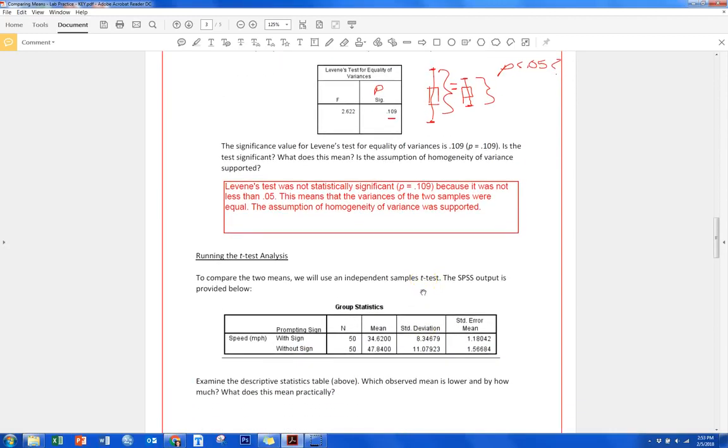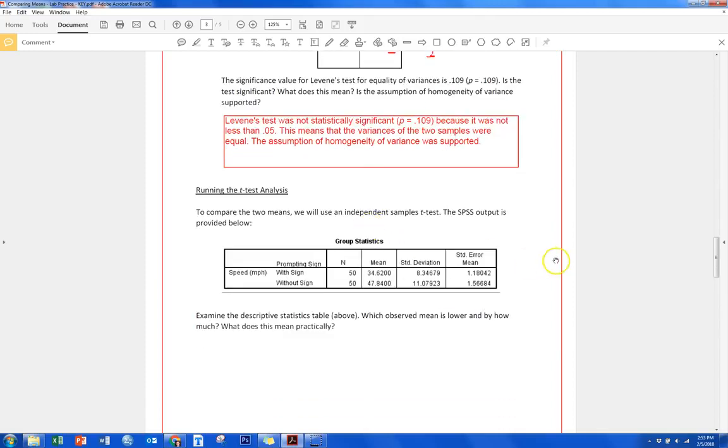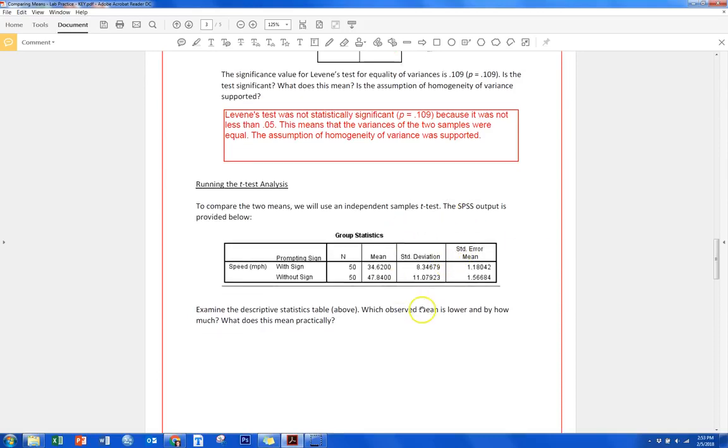A classic example of a dependent samples test would be if you were doing a math test and you had students in the math class, you gave them a test, then you taught them some material, then you gave the same students the test, and you would match up their scores before and after. But that's not what's going on here. You can't really match up the same cars. They're just different people driving through town. So we have an independent samples test, and here's the output.